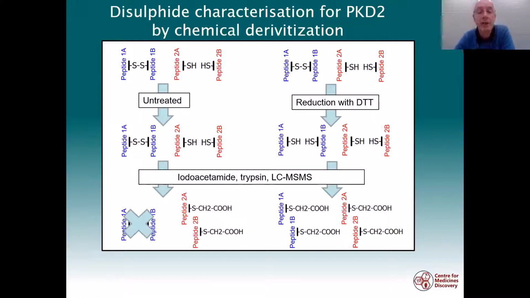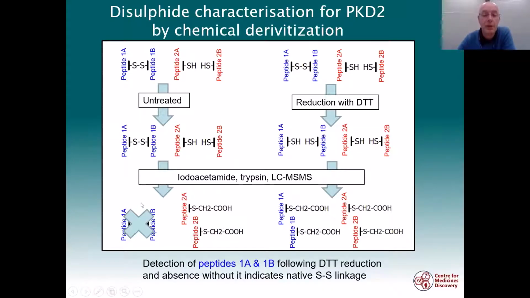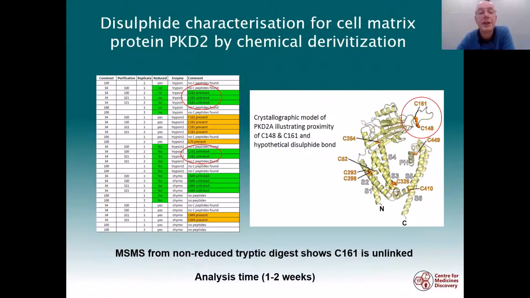So if you do this analysis and you look for these peptides, if this peptide disappears in the untreated group, but it's present in the reduced and alkylated group, that tells you that it must be disulphide bonded. So detection of peptides A and B following reduction and alkylation, and the absence without it, indicates the presence of a disulphide linkage. And so this is the data that we did.